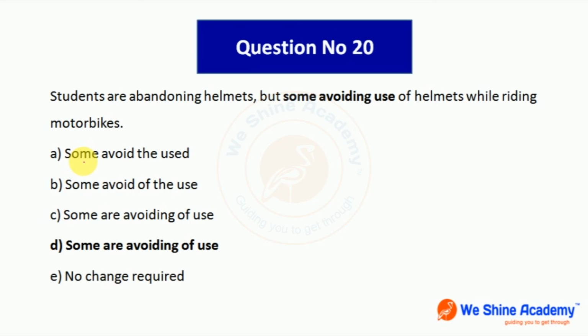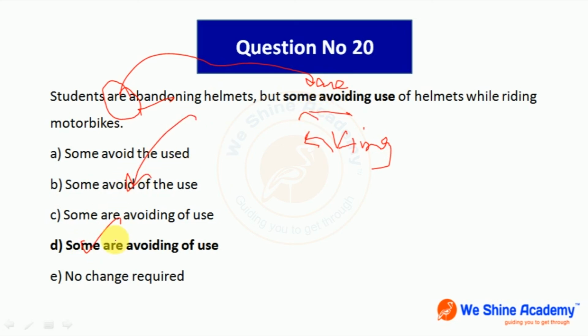Question number 20. Students are abandoning helmets but some avoiding use of helmets while riding the motorbikes. I have already told whenever verb plus ing is used as a verb form, it should be always followed by a supporting verb or an auxiliary verb. So here the sentence is in present form of verb. So we can use as some are avoiding use of helmets. Answer is option D. So we can go to the next section of question paper.